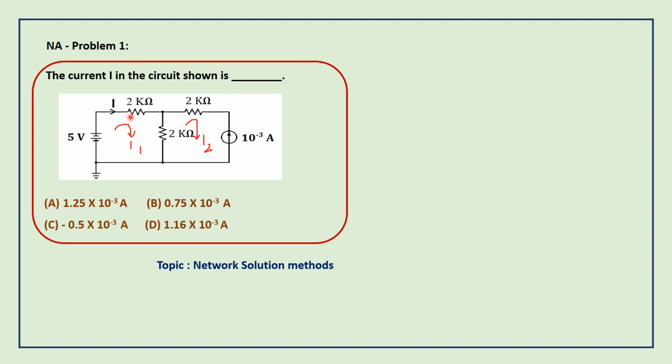So I am going to use Kirchhoff's voltage law. What is Kirchhoff's voltage law? Sum of voltage drop equals sum of voltage rise. Before that, I am assuming I equal to I1. So for loop 1, 5 volt is the voltage rise and the voltage drop is 2 plus 2, 4I1 minus 2I2 equals 5. So I have written the equation for loop 1 by using Kirchhoff's voltage law.